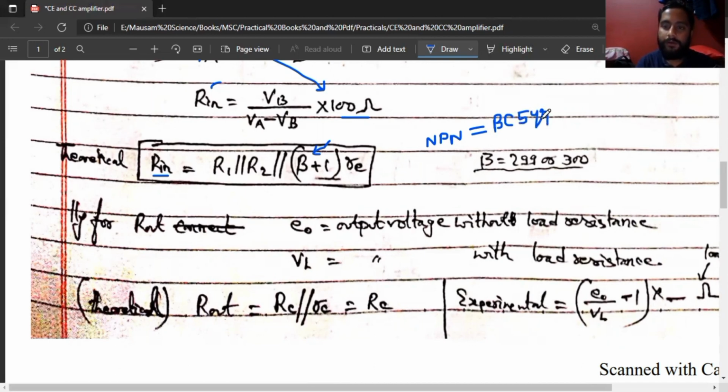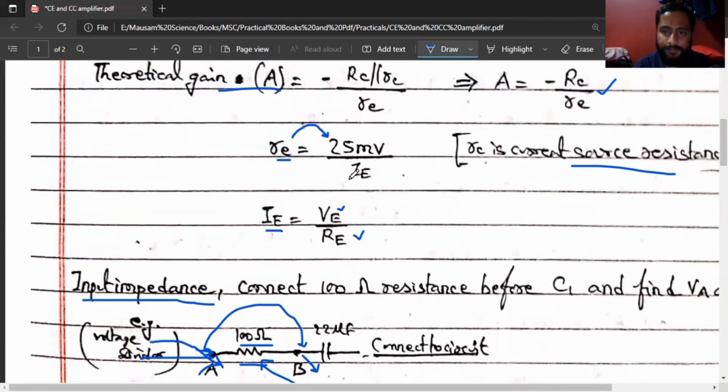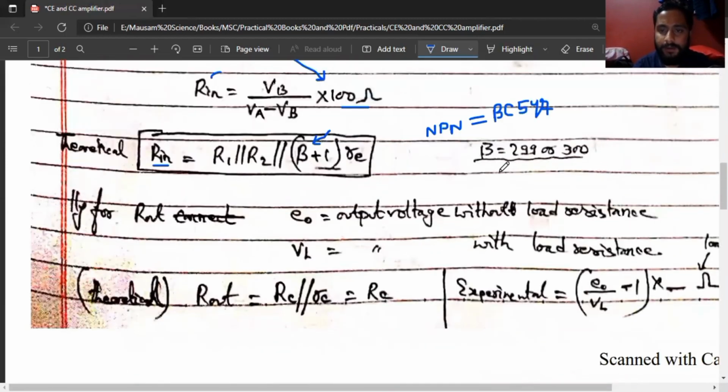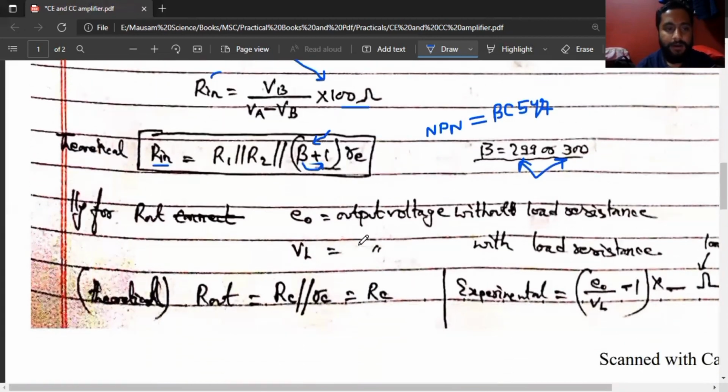So now what can be done is this beta value, 1 value, and RE value. RE value is already taken out from here. This all value will be kept over here. Beta value can be preferred 299 or 300, whatever. But in this case, if we take 299, it will be equal to 300 by addition of 1. So this is the theoretical gain, and experimental gain. The values should be nearby each other.